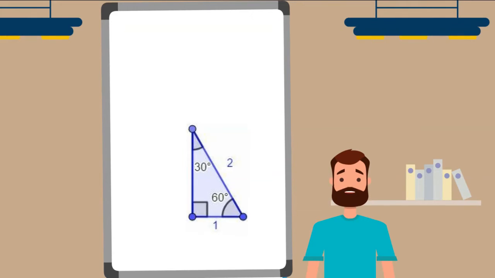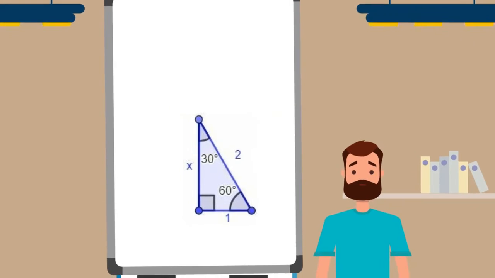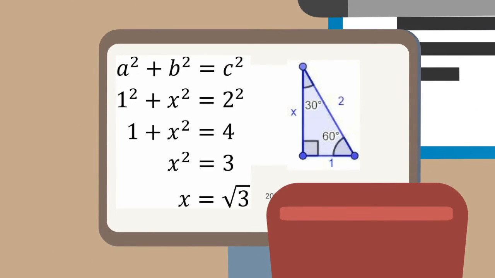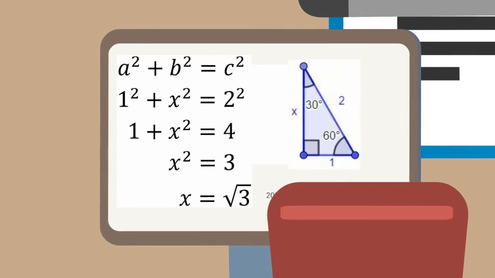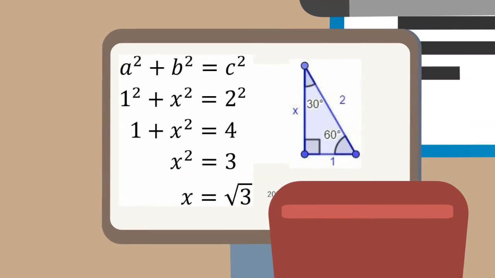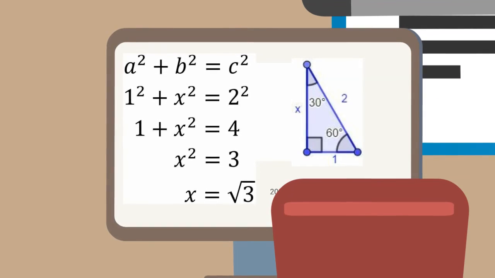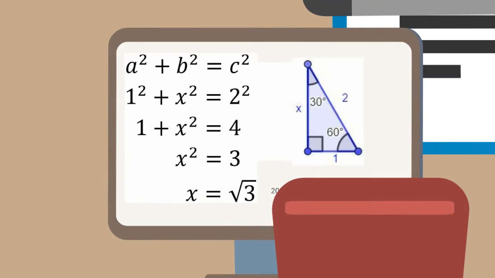Because this is a right triangle, we can use the Pythagorean theorem to find the length of the other side. Substituting the 2 sides we know into the formula, we find that the length of the third side is root 3. This is an irrational number, so we'll just leave it in radical form. You might want to pause the video now to make sure you're comfortable with this calculation.